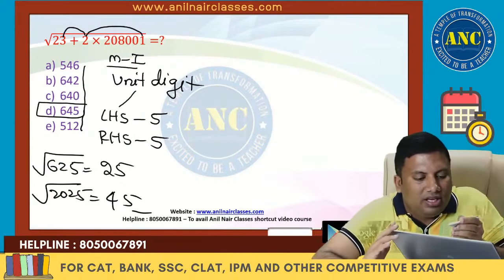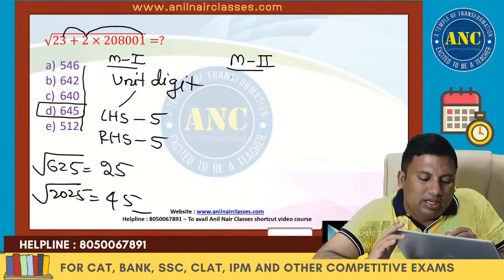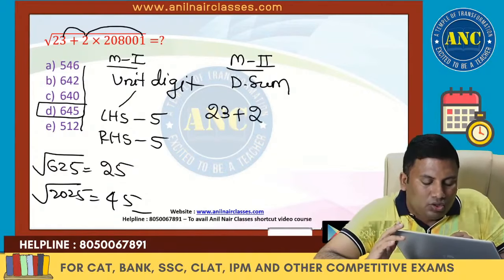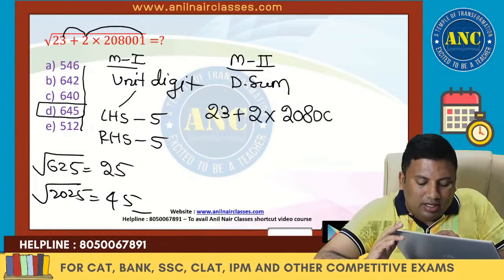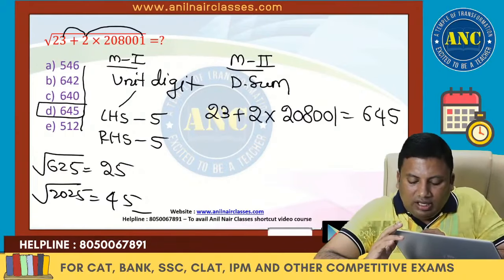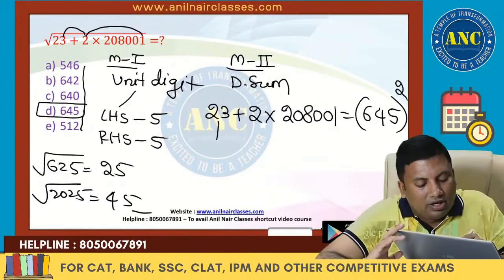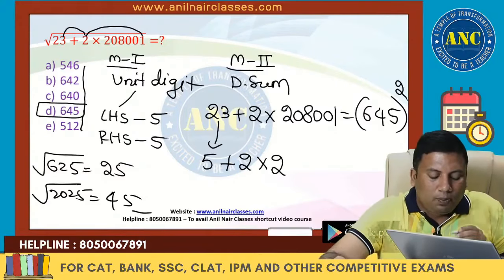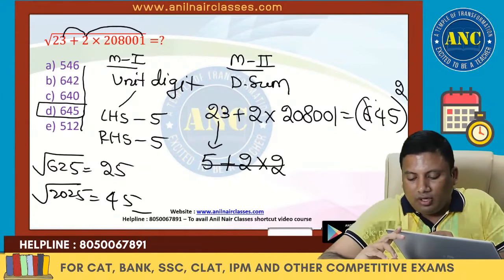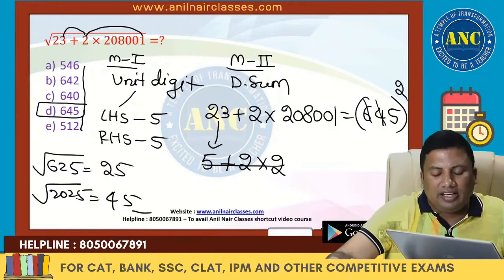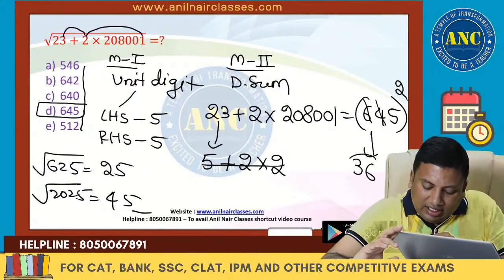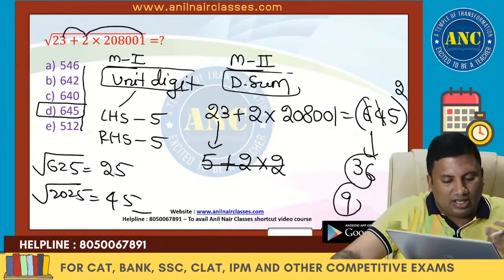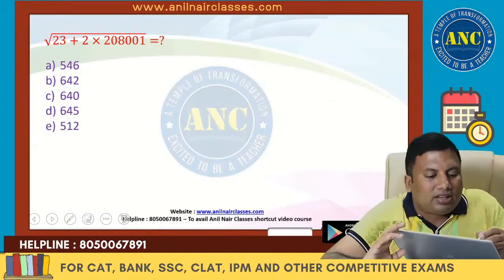Now, this is method number 1. Method number 2, digital sum. If I use a digital sum, remove that under root: 23 plus 2 into 208001 equivalent to 645 whole square. 23 digital sum is 5. 2 plus 8 plus 1, 9. It is 2. 2 plus 2, 4. 4 plus 5, 9. 6 plus 4, 10. 10 plus 5, 15. 15, it is 6. 6 square, 36. 36 digital sum is 9. Digital sum is also matching. Unit digit also is matching. Method number 3: you can use any method of your choice.